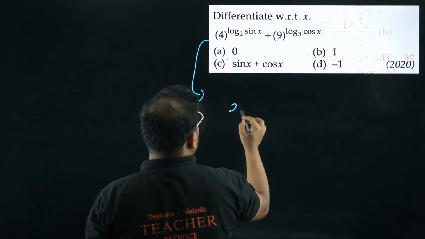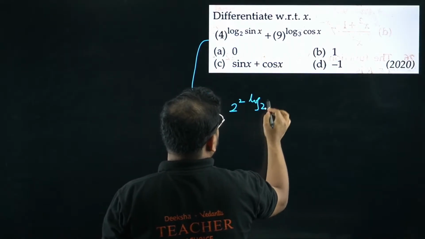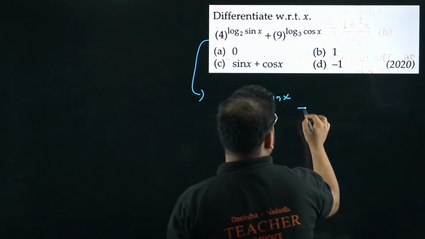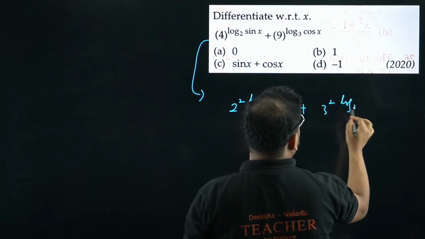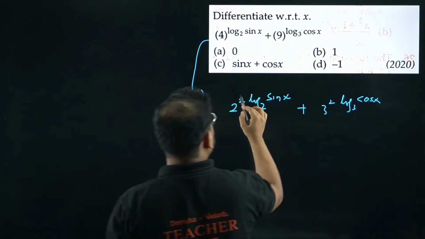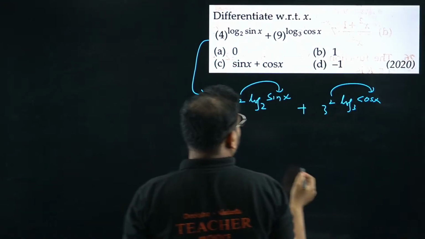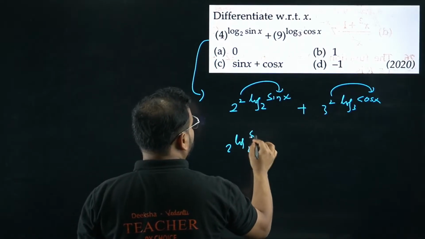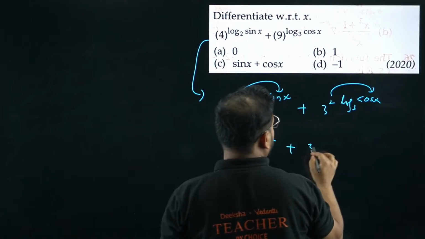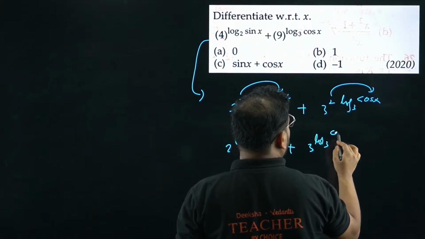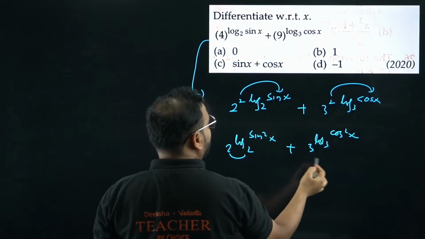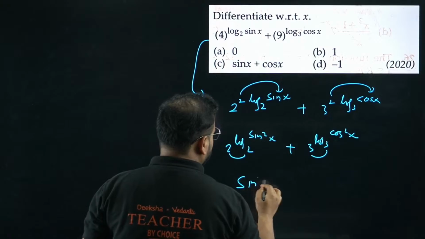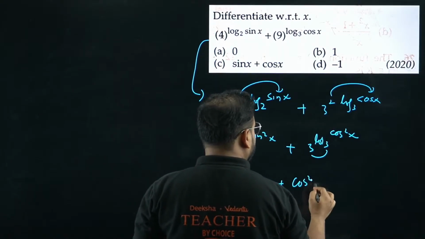I have 4 right here, 2 to the power 2 log 2 sine x. Same thing, 3 to the power 2 log 3 cos x. This can be written with sine over here and cos over here, which will become 2 log 2 sine square x, and 3 log 3 cos square x, right? 2 log 2 and 3 log 3 will become simply 1, it will be gone, cancelling the effect. Sine square x plus cos square x is nothing but 1.